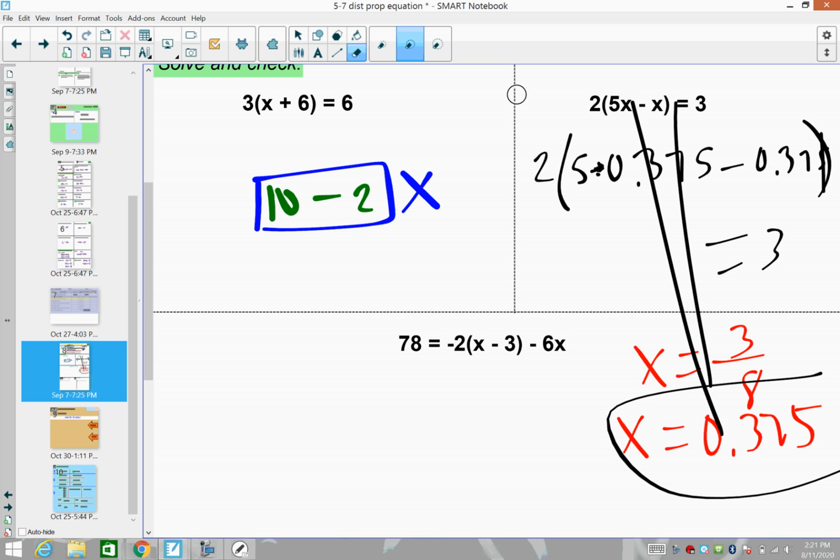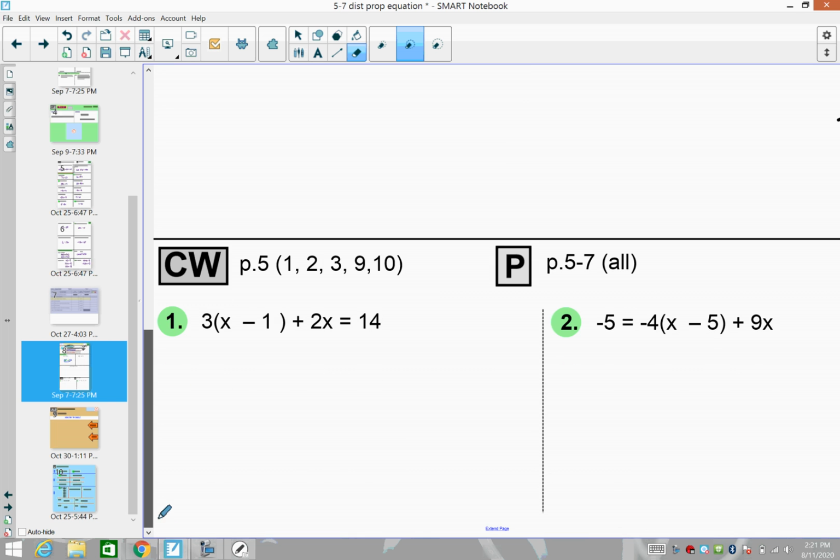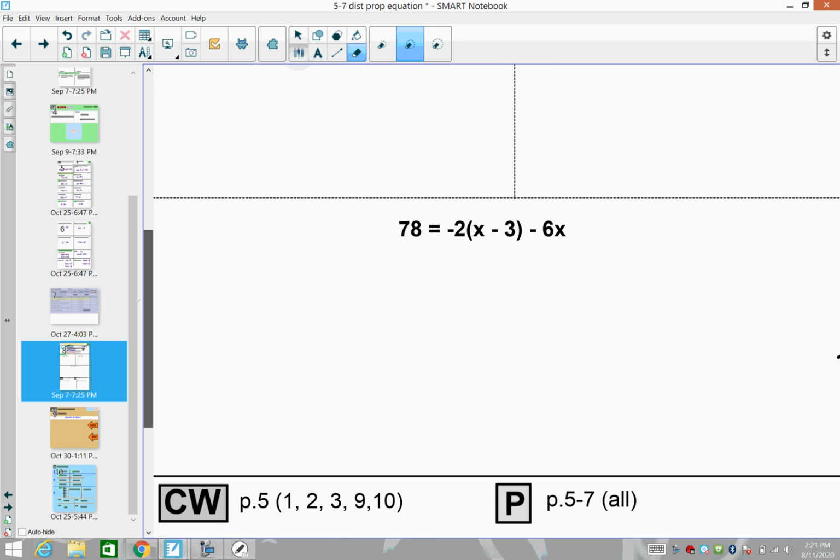Okay, group, hang in there. So this is the concept of distributive property into an equation, combining some of the skills that we've been working on this school year. All right, we're going to do one more together, and then you're going to try 2 on your own.